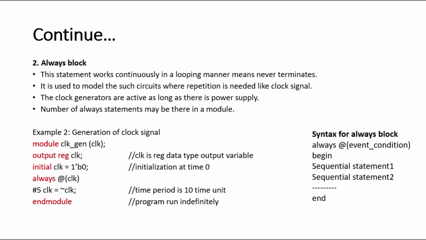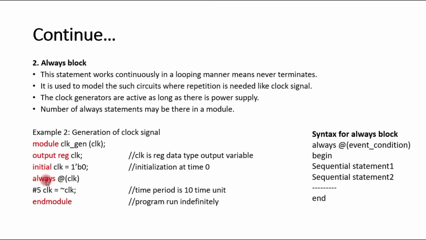The syntax for always block is given here. Always at the rate, then event condition. This event condition is also called sensitivity list, and a number of sequential statements inside the begin and end statement. So one example is given here. The example is generation of clock signal using always block.